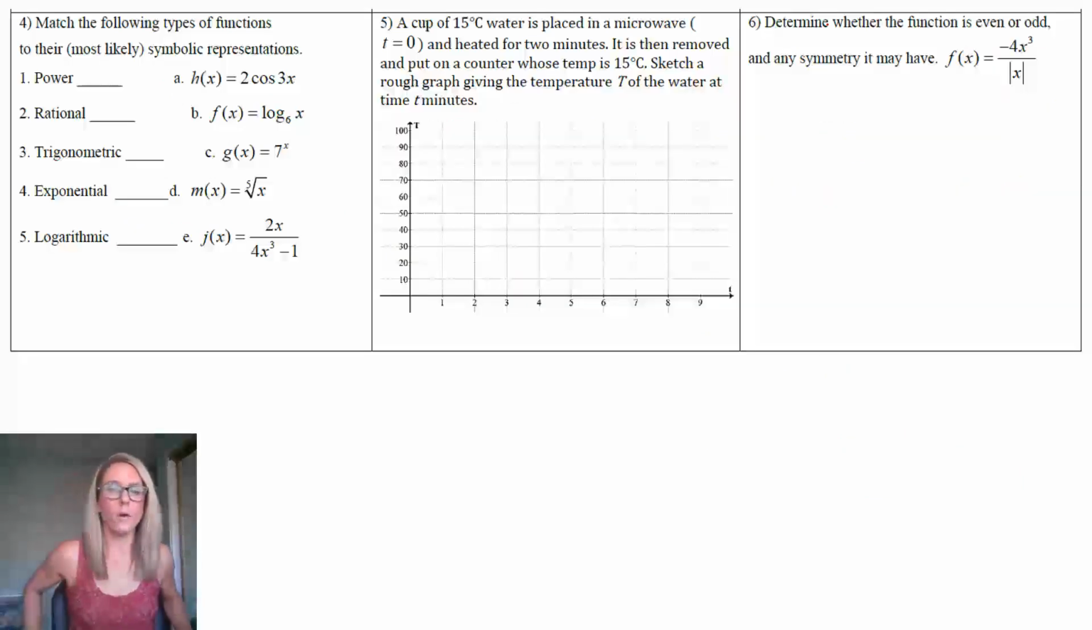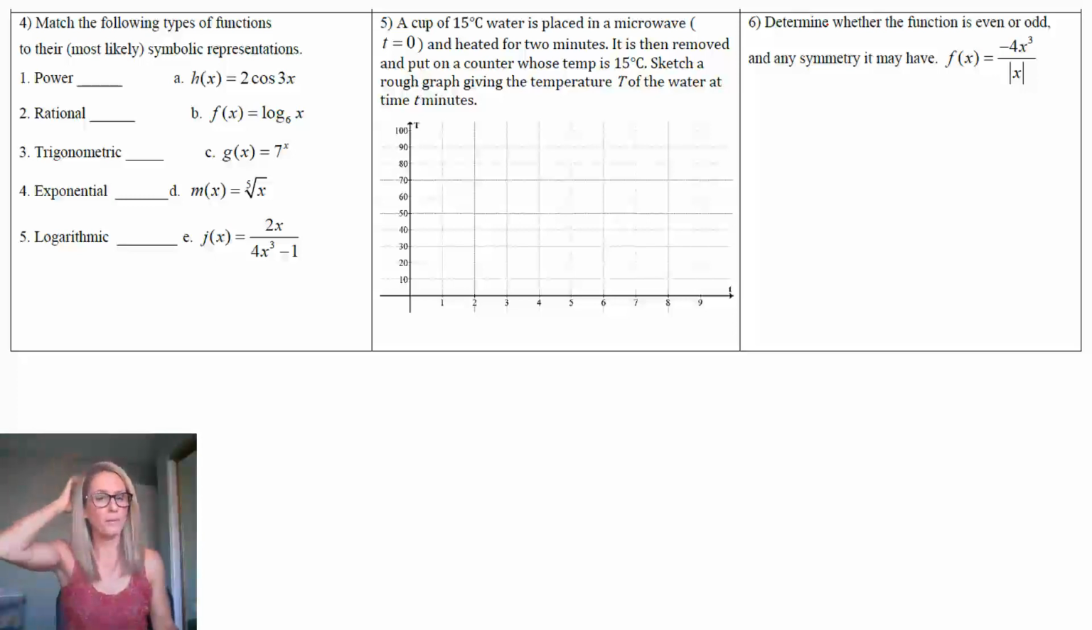Okay, so now match the following types of functions to their most likely symbolic representations. This is just to remind you how to identify these. So you'll just do the best you can here. Again, you should pause, maybe take a look, see what you can come up with. And of course, using a process of elimination is okay as well.